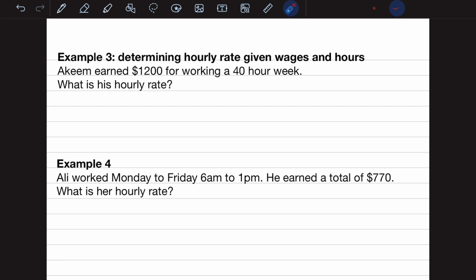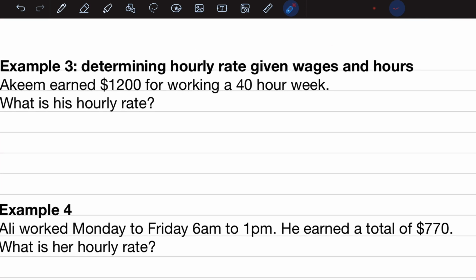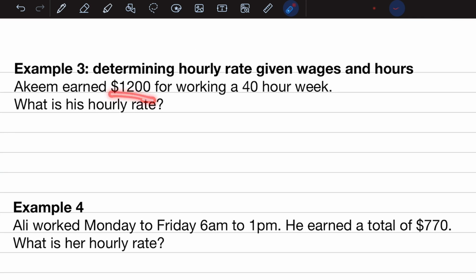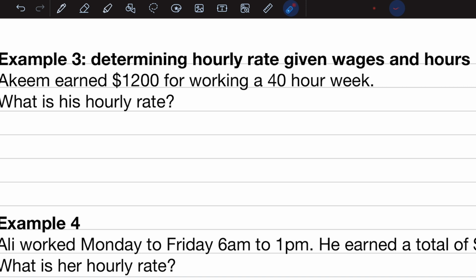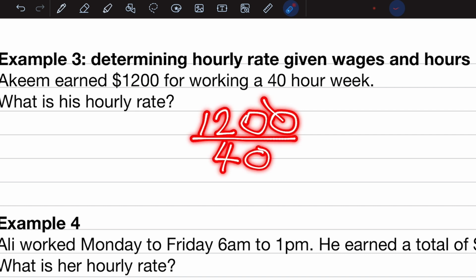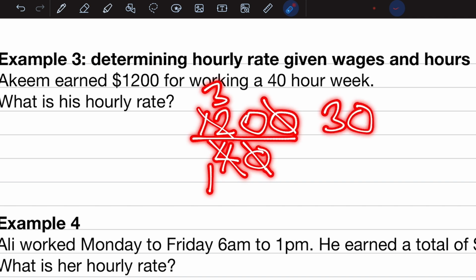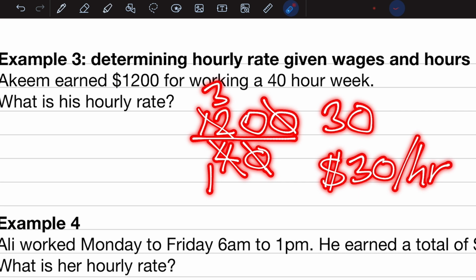All right, example 3, determining hourly rate given wages and hours. So hourly rate is how much is earned per hour or each hour. So Akim is working for $1,200. So that says wage for 40 hours. So what is hourly rate? His hourly rate is simply his salary, his wage, divided by the amount of hours he worked for that wage. Right, cancel 1 and 0 on top with 1 and 0 below. 4 into 12, 4 into 4, 1, 4 into 12, 3. So your answer is 30. So that's 30 what? $30 per hour. Hourly rate is always an amount of money per hour.